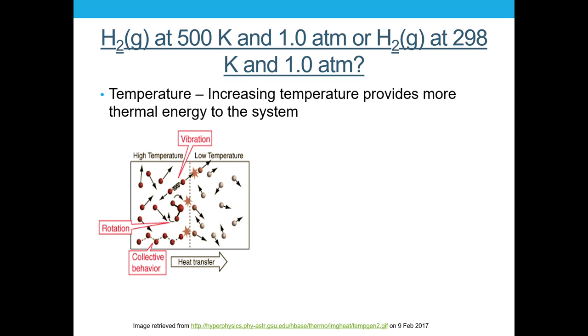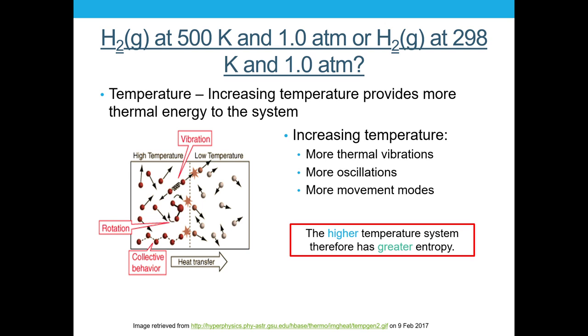Pretty much just to summarize it, increasing your temperature gives it more energy, more movement, more vibrations, rotations, oscillations, and so on. So a system that would have higher temperature, which is the one at 500 Kelvin, would have more entropy compared to the one at 298 Kelvin.